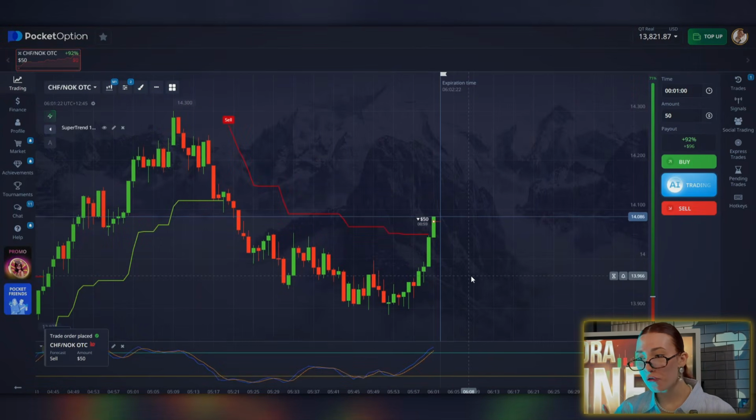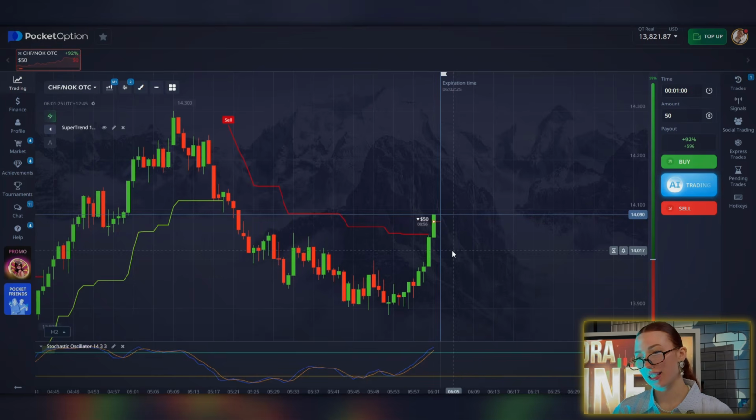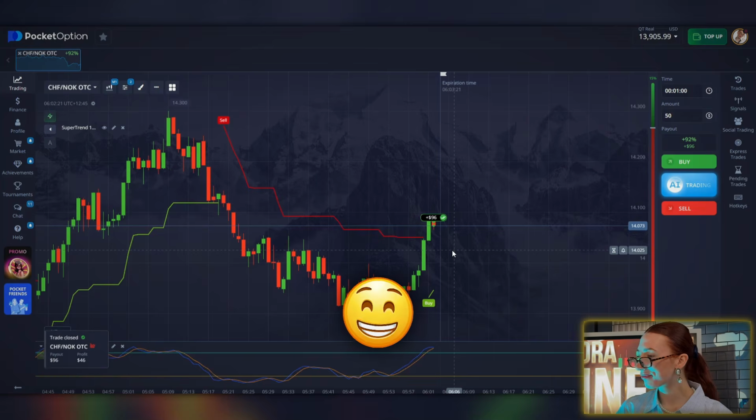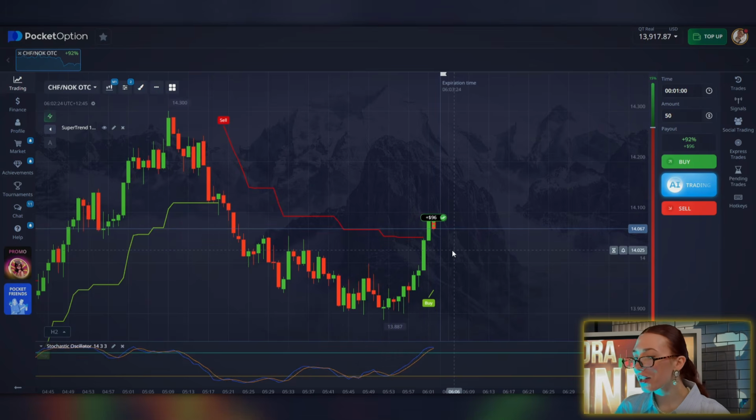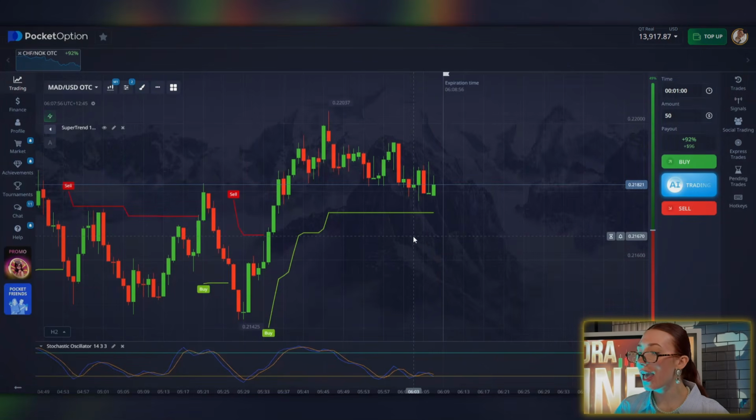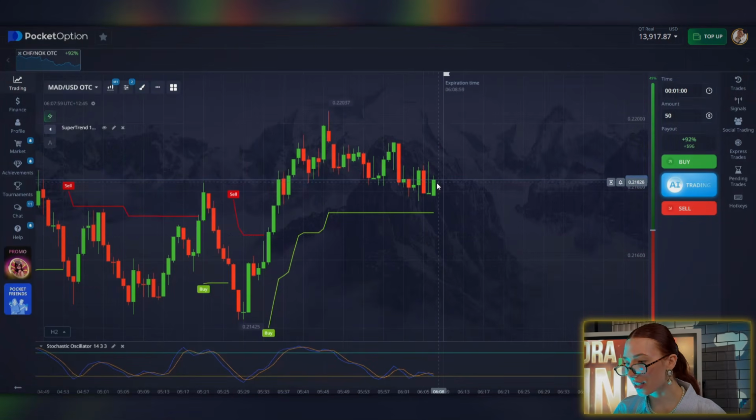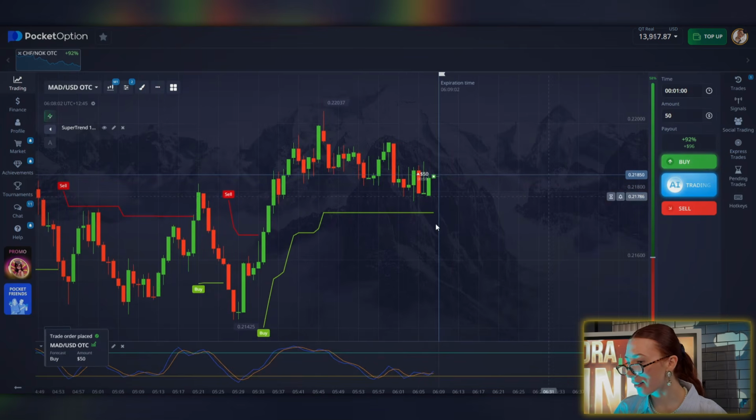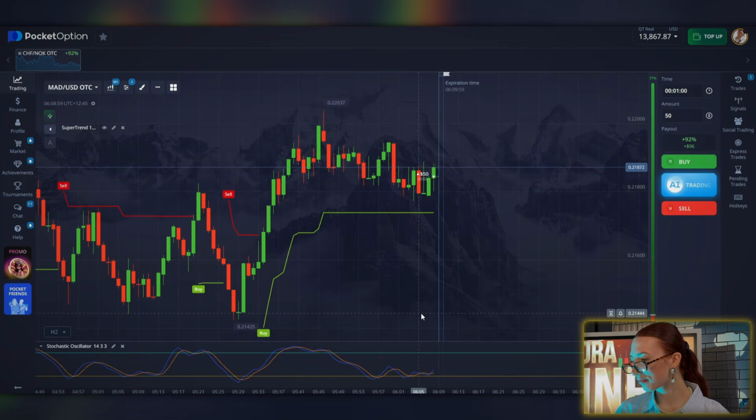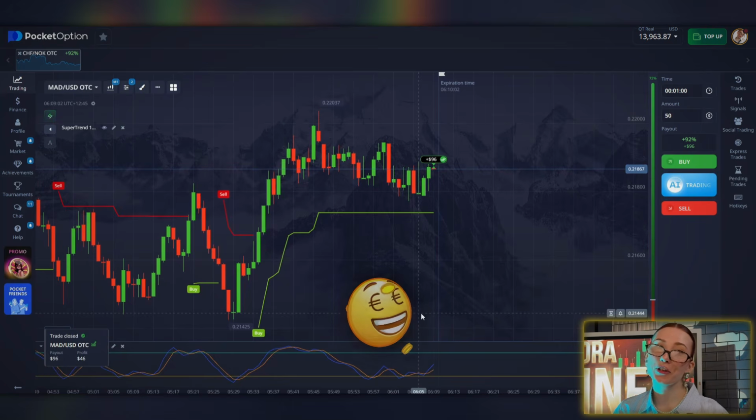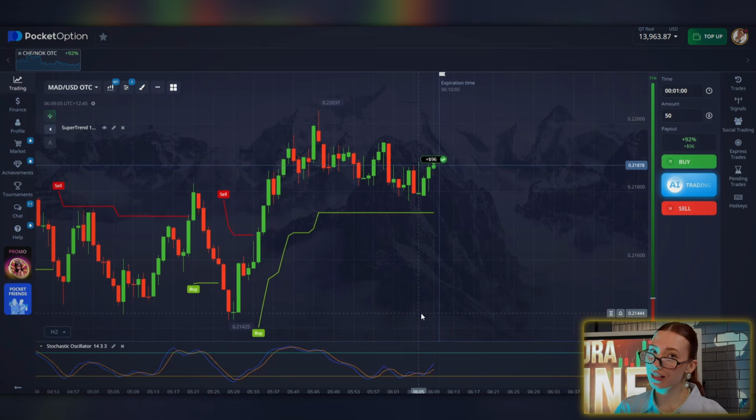So, this is our first deal, and as we see, all conditions are met and we are opening a sell trade. And here is our first profit. Look how easy it is. Now let's move to another trade. We switch to MAD USD pair, and as we see, it's an ideal moment to enter a buy trade. Here we go, another profit. I love this strategy because it's easy and we don't need so many indicators, only 2.